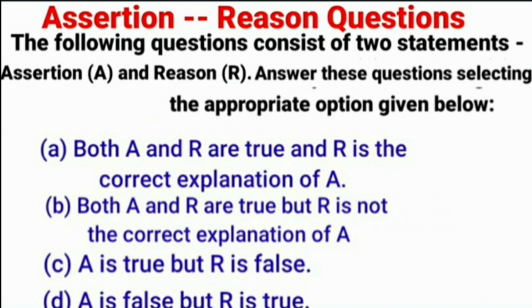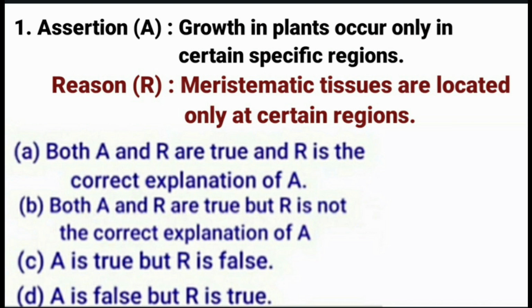Let's do some examples. In the first question, assertion: growth in plants occurs only in certain specific regions. That statement is true. Reason: meristematic tissues are located only at certain regions. In the assertion reason type questions, the first step is to find whether both statements are true or false. Now, both statements are true. It means the answer will be option A or option B.